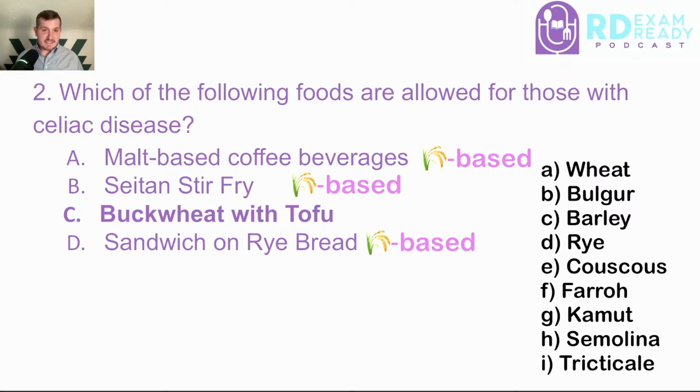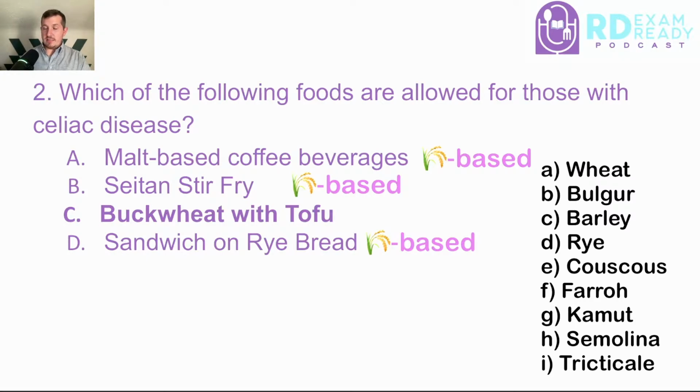It would, in fact, be C as our best answer for number two here. And the key point to that is the fact that even though it says buckwheat, it does not contain wheat. So that's always a very common confusion for students all the time. Even I have interns and students that have celiac disease that still get mixed up with that. So buckwheat, even though it says wheat, does not contain wheat at all. So kind of confusing, I know. For A, that would be a malt-based coffee beverage that would contain wheat. Seitan for B would also contain wheat, and rye bread would also contain wheat.